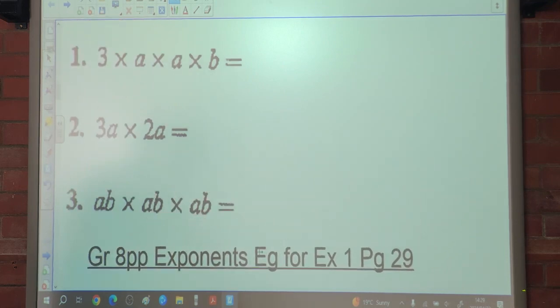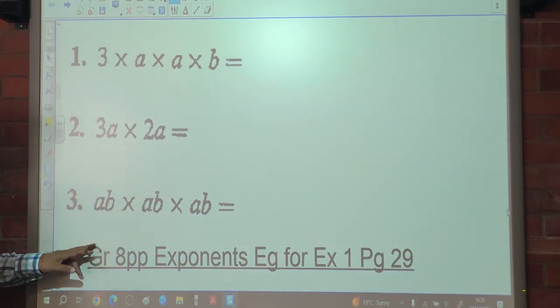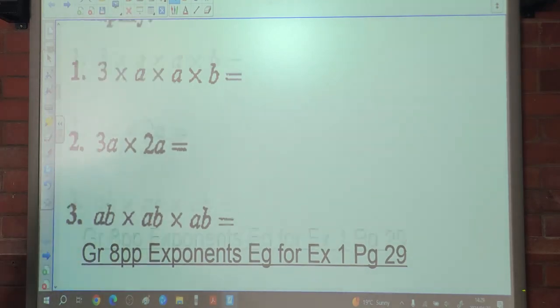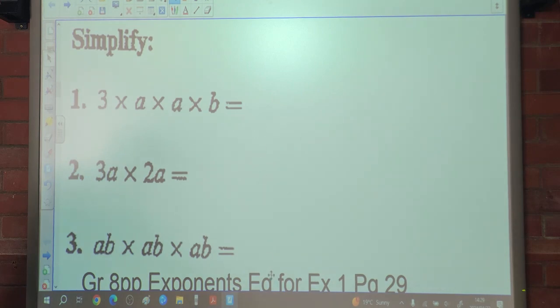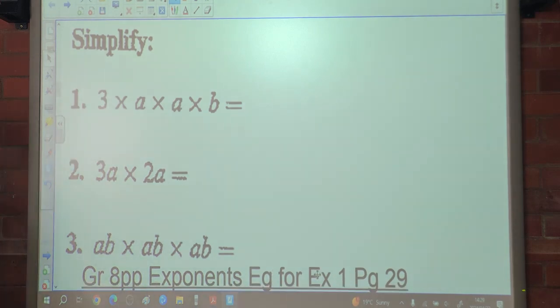Right, so here's a couple more examples. 3 times a times a times b. Right, write that one down. So your question is to simplify. The previous instruction was to write in expanded form. Here they asked you to simplify. You see the difference? So now we're working in reverse. Okay? Working in reverse.